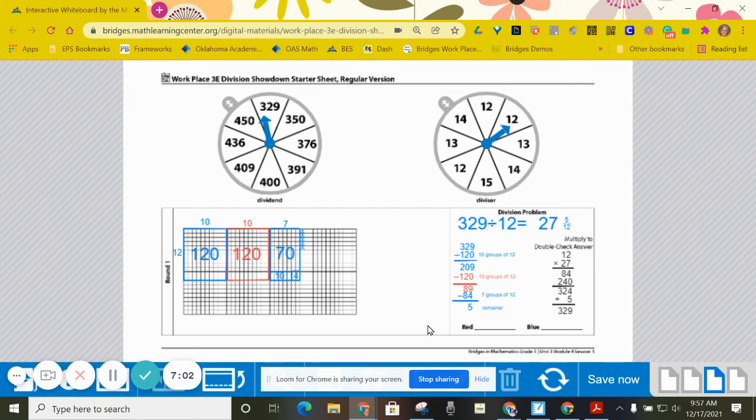So now the blue player gets 5 points. That's the deal. If you're the last player, you get the number of points that is your remainder. If you don't have a remainder, you still get 1 point. And then you can keep on playing more rounds. The object would be to get the most points. You want to be that first player that goes out, or finishes the problem, so that you can get the points. And that is how you play Division Showdown.